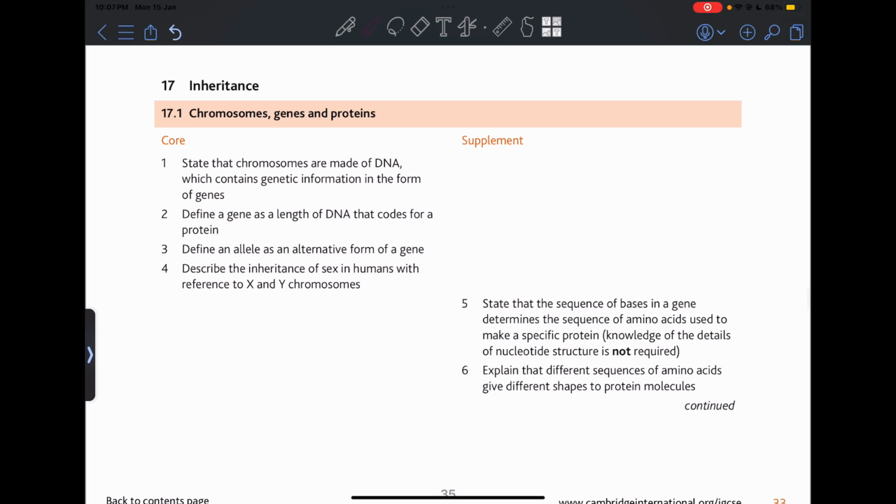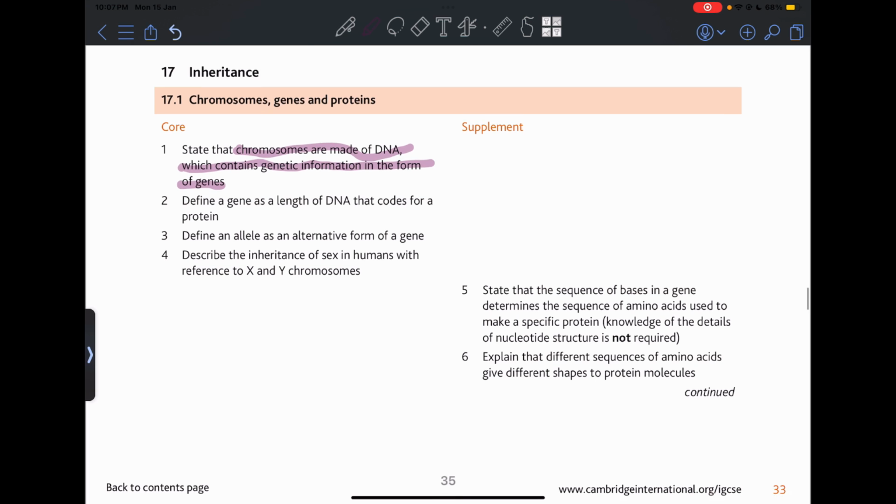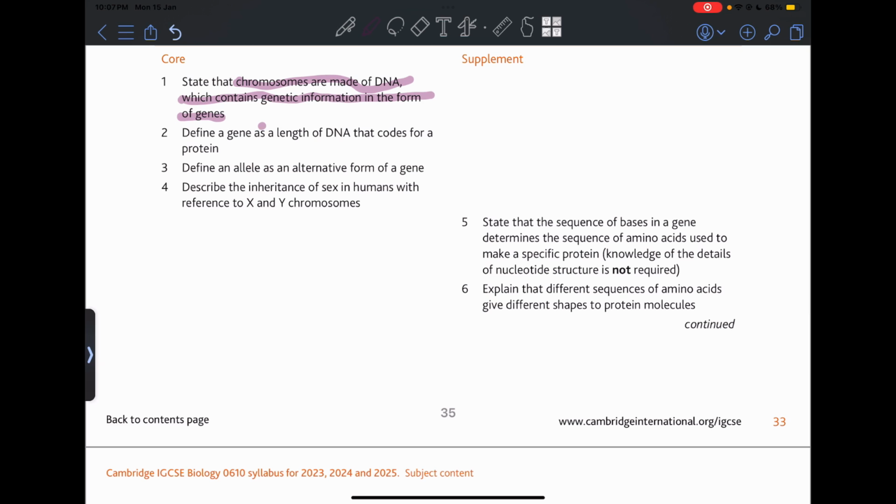Chapter 17, inheritance. 17.1 is chromosomes, genes, and proteins. Core and extended students have to state that chromosomes are made of DNA, which contains genetic information in the form of genes. You have to memorize this information because sometimes you're asked about this in the exam. Number 2 says define a gene as a length of DNA that codes for a protein. This is a definition, of course.